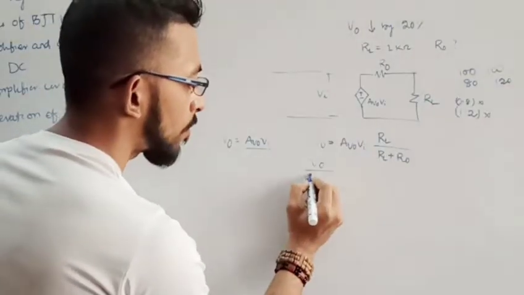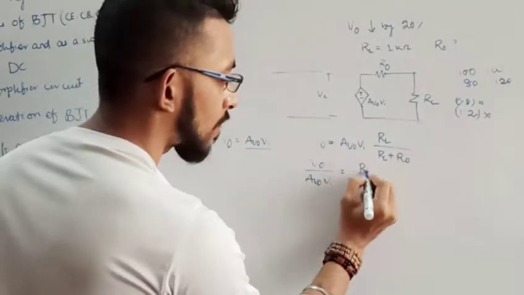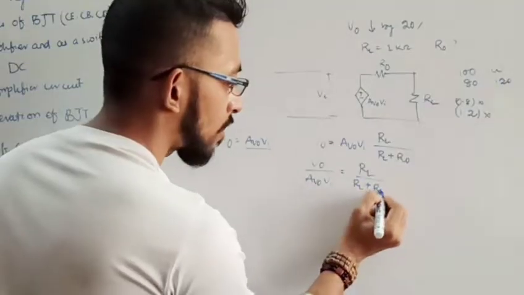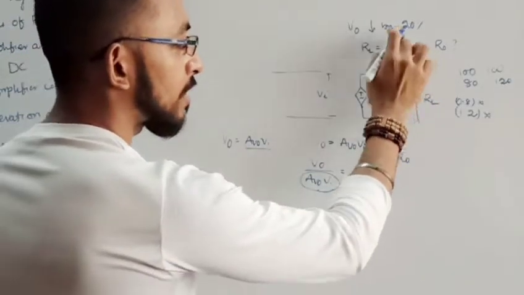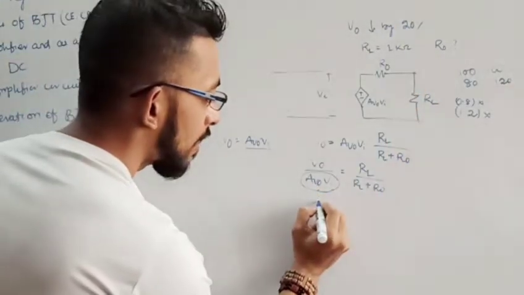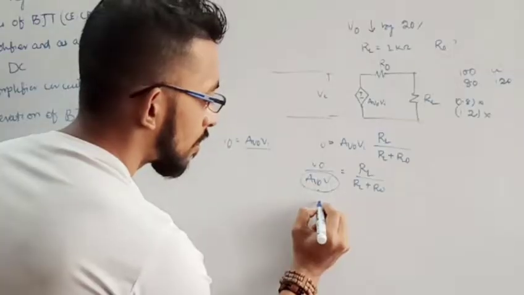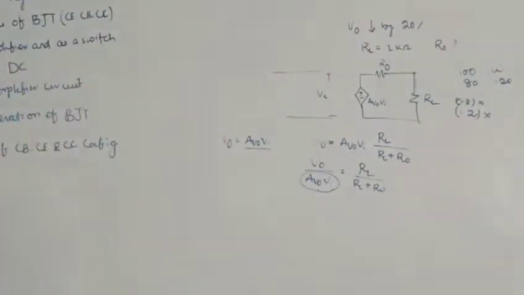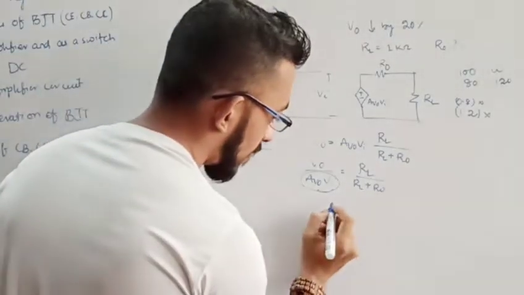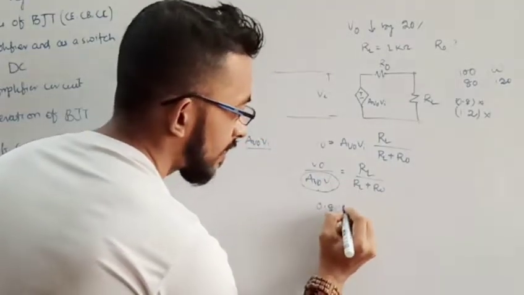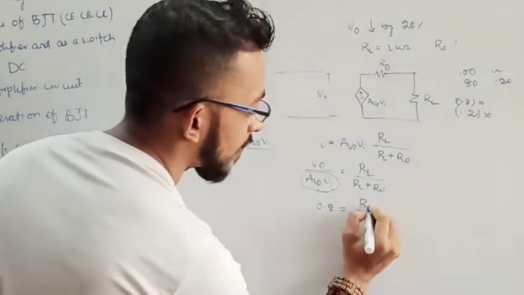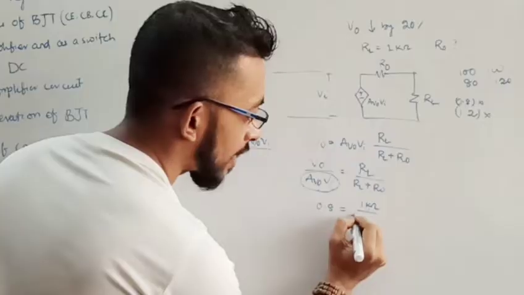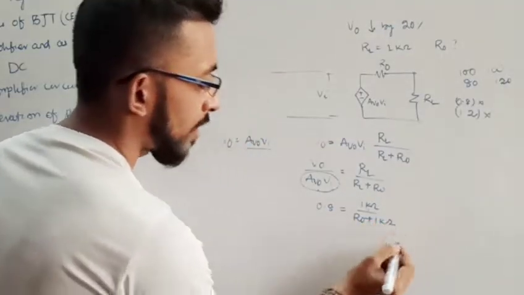So my V output upon A V naught V input is RL upon RL plus R naught. This was the case when there was no load. Now there is an 80% reduction, so this value gives me 0.8, which equals RL upon R naught, which we have to find, plus RL. RL is given as 1 kilo ohm.